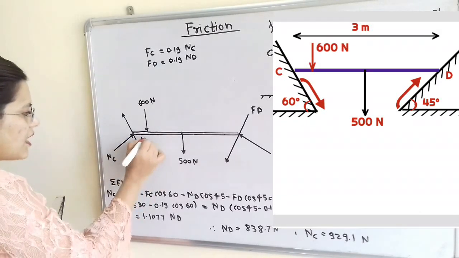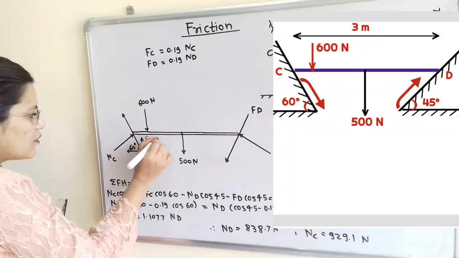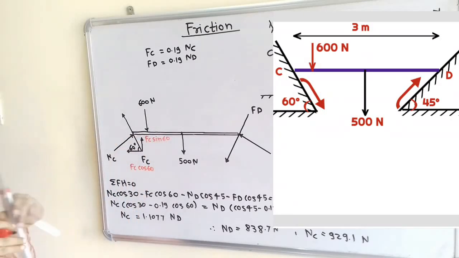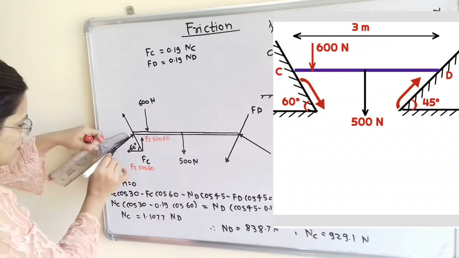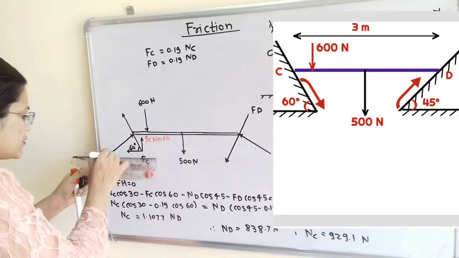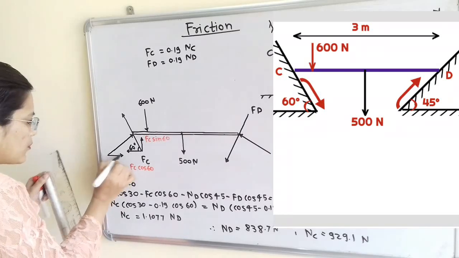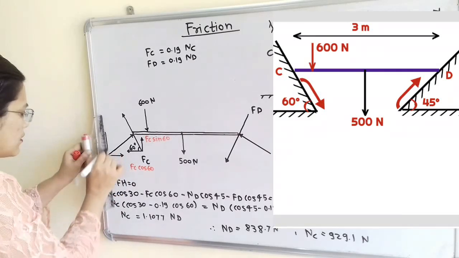And for the vertical component it is FC sin 60. Now we will move to NC. NC also we will resolve into two components, a horizontal component and a vertical component.